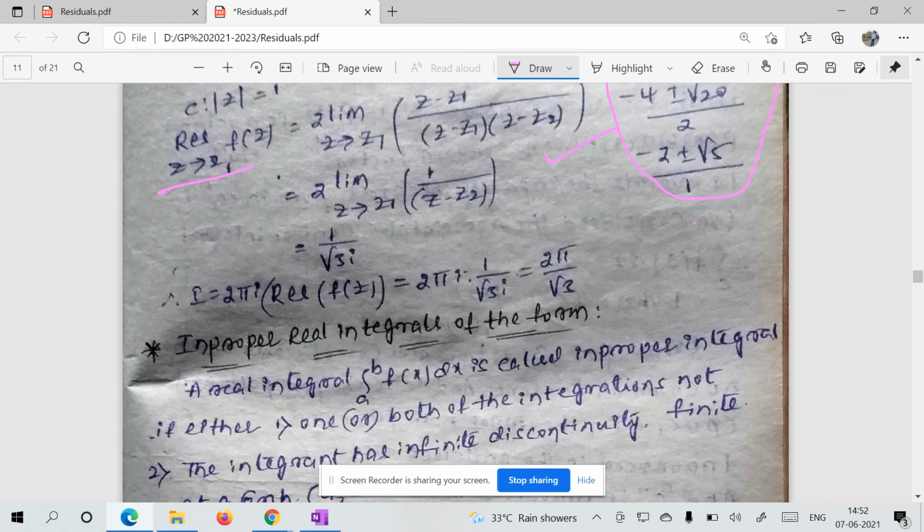Finally, we have to find the sum of the residues. That means the residue value at z1 and the residue value at z2, by adding them. After adding, 2 pi I is multiplied. Then we can say the integration of f(z) dz over C is 2 pi into the sum of the residues. This is the result value.